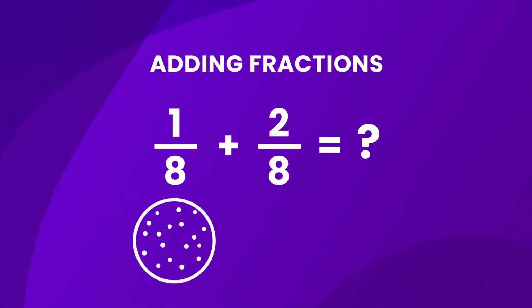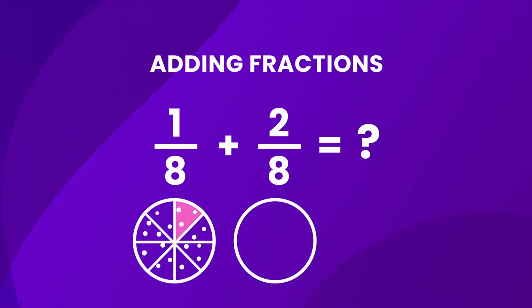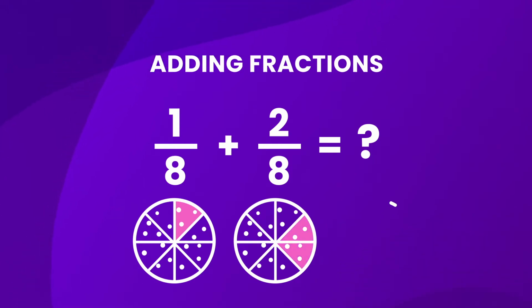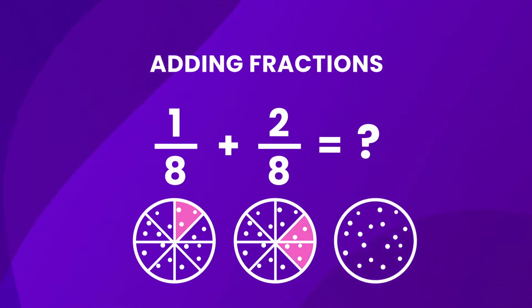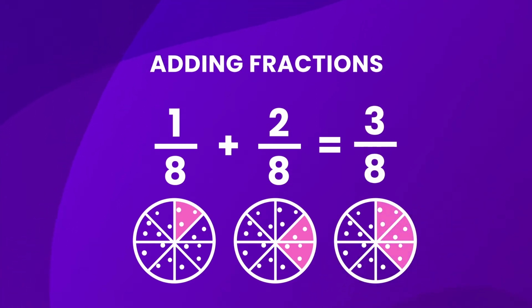So let's think of our pizza again, divided into 8 slices. So we have 1 slice out of 8, or 1/8. We add 2 slices out of 8, or 2/8. This gives us 3 slices out of 8, or 3/8.